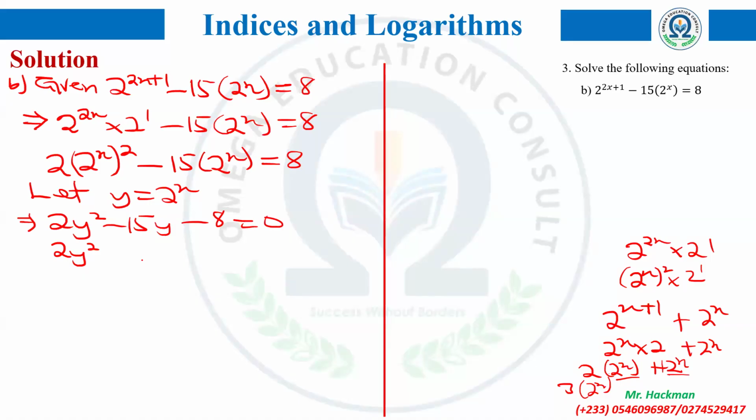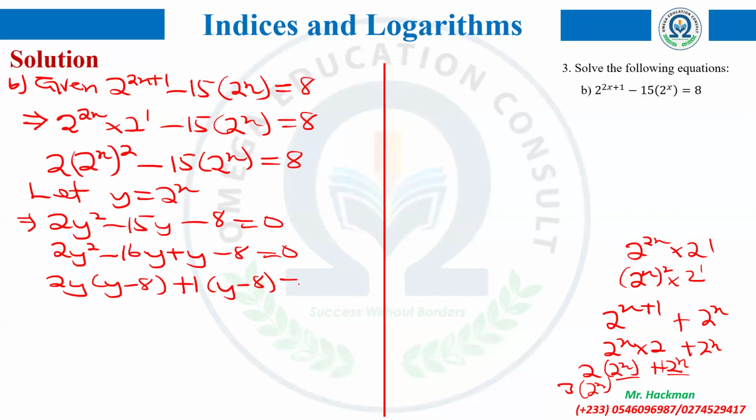Minus 16 plus what? Okay, so minus 16y plus y, minus 8 is equal to 0. Is that correct? Yes, please. So group the first two and factorize. 2y will come out, so you end up getting y minus 8 here. Again, plus 1 will come out, then you get y minus 8 here, equal to 0. You can choose not to write a plus 1. Then you are going to get 2y plus 1 as one factor, then the other factor will be y minus 8 is equal to 0.